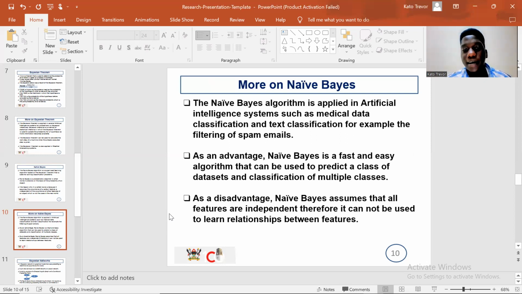We have, as an advantage of the naive Bayes, that it's a fast and easy algorithm that can be used to predict a class of datasets and for classification of multiple classes. As a disadvantage, as I mentioned earlier, naive Bayes assumes that all features are independent, therefore it cannot be used to learn relationships between features of an object.